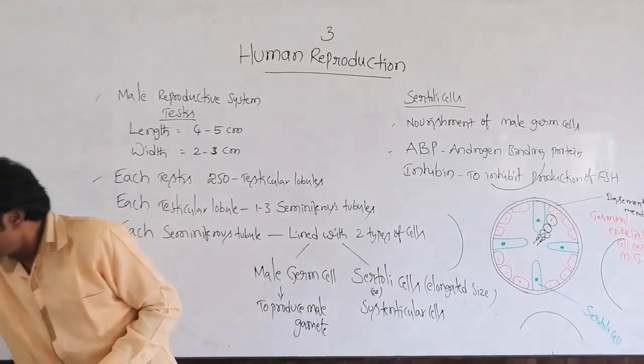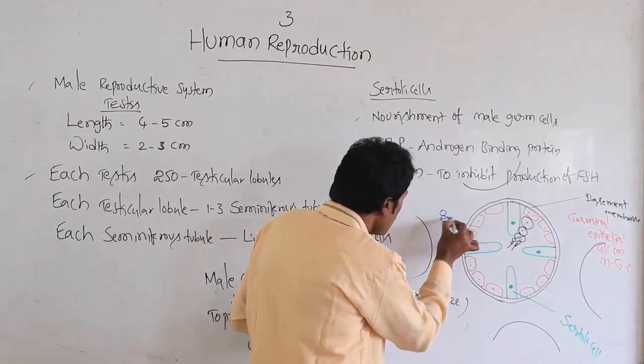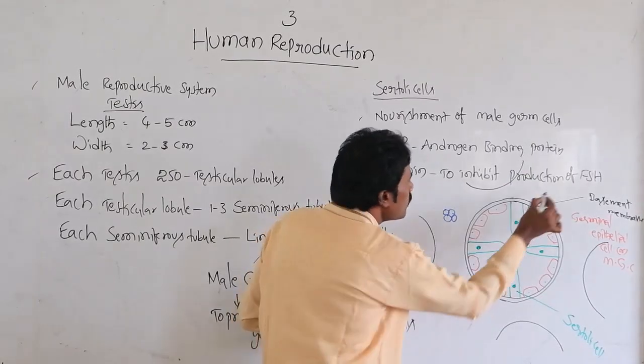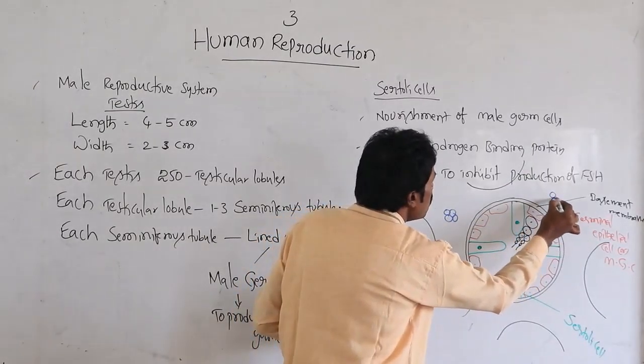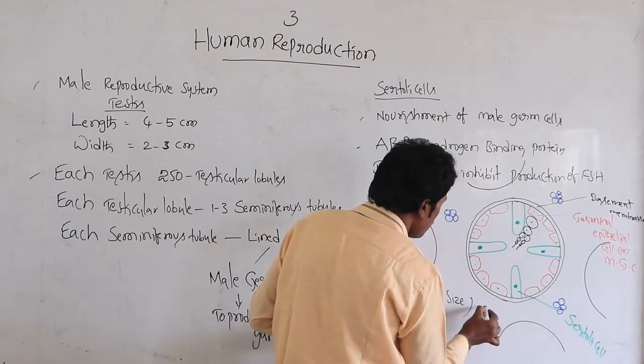Wherever there are gaps, there a group of oval cells are present in between the seminiferous tubules.